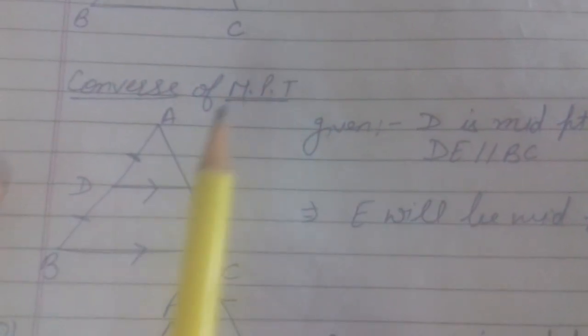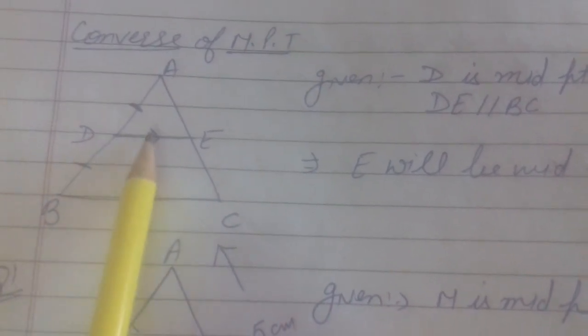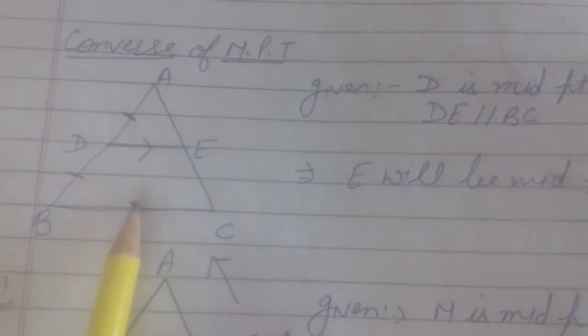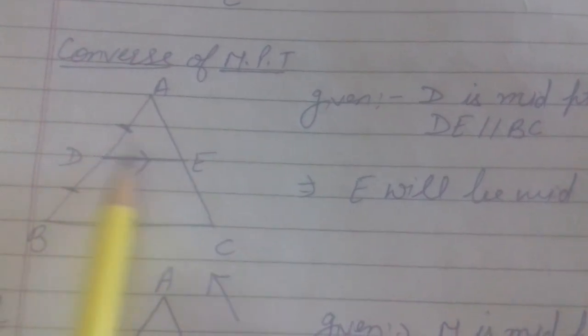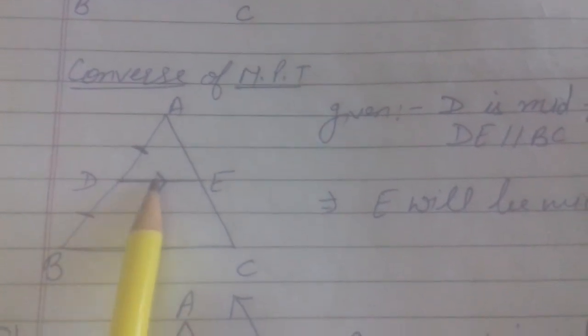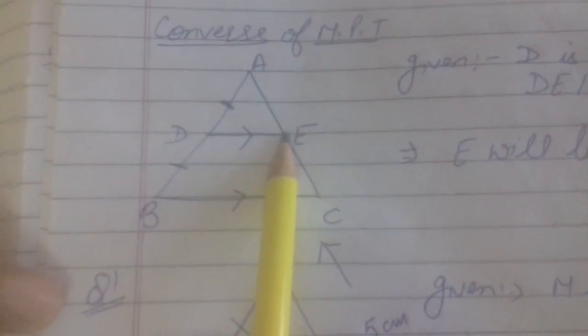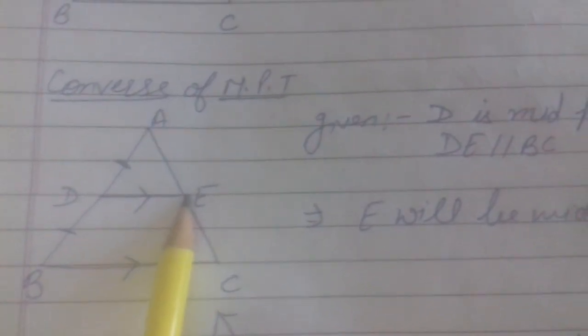Converse. What is the converse of MPT? In case of converse, what should be given to you? One midpoint. If D is a midpoint and if the lines are parallel. In the first case, D and E were the midpoints. But now what is given to you? D is a midpoint and the lines are parallel. In that case, E will be the midpoint. Clear? So this is the converse of MPT.